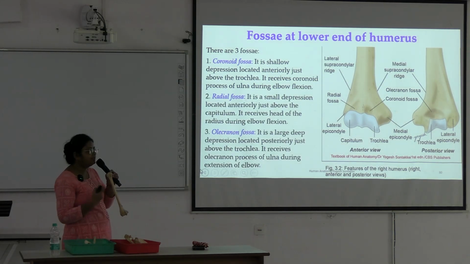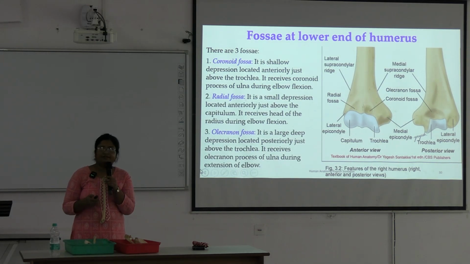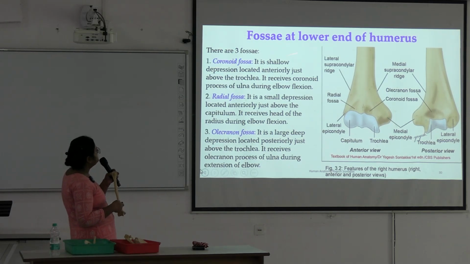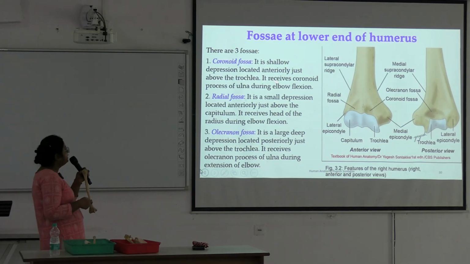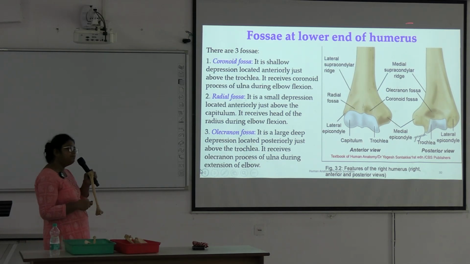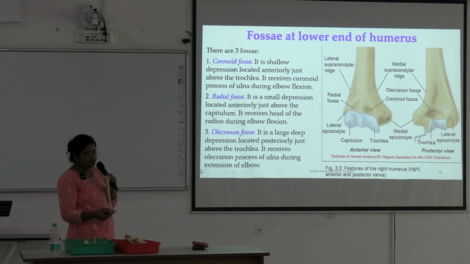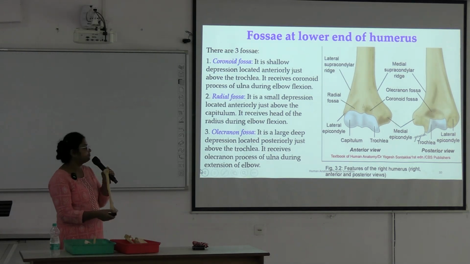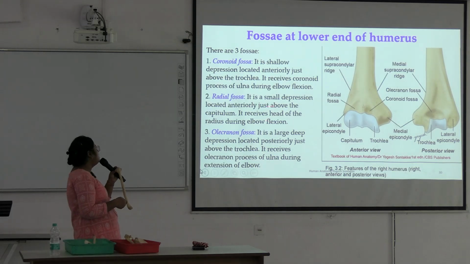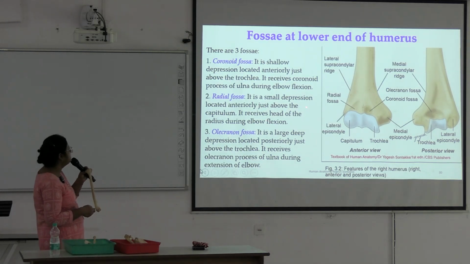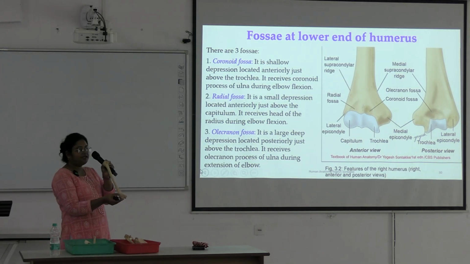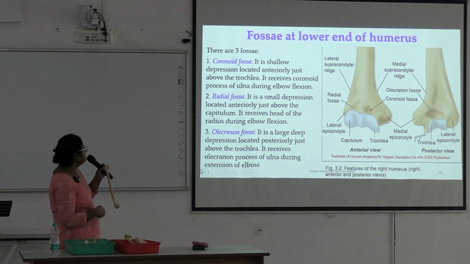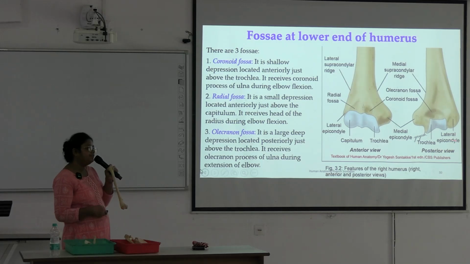Now we will discuss the three fossas at the lower end. What are the three fossas? Coronoid fossa, it is a shallow depression located anteriorly just above the trochlea. See, just above the trochlea, this is the coronoid fossa. And radial fossa, a small depression located anteriorly just above the capitulum. Above the capitulum, it is the radial fossa. And it receives the head of the radius during elbow flexion.